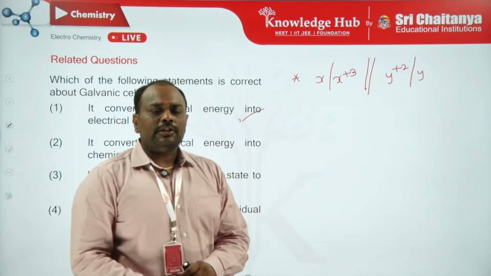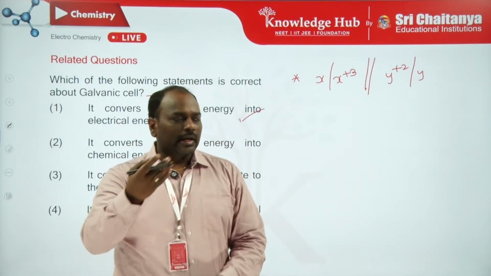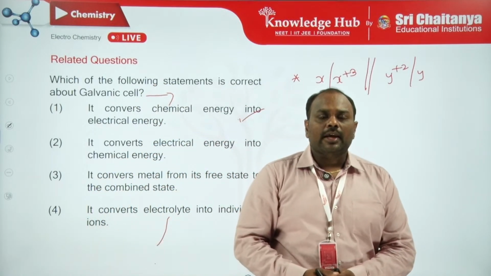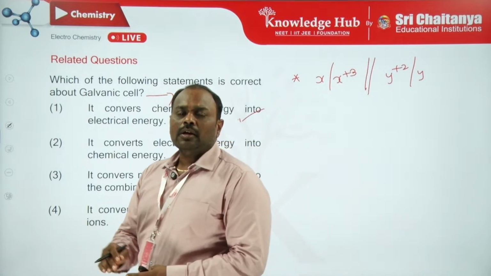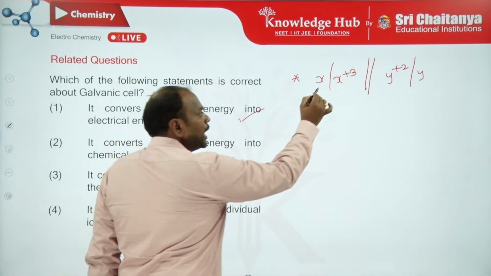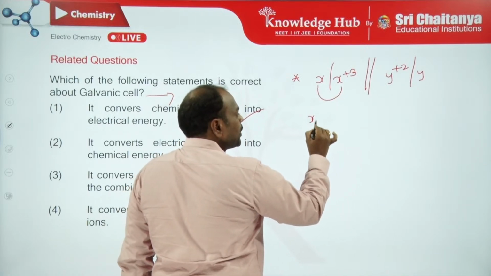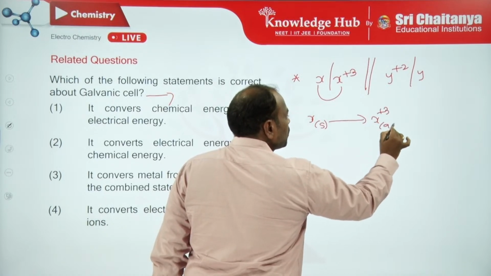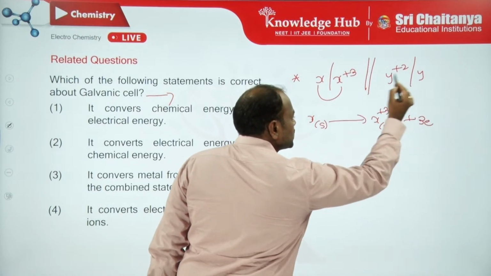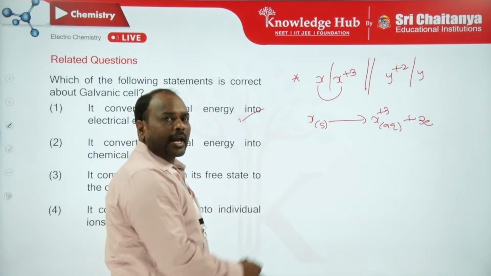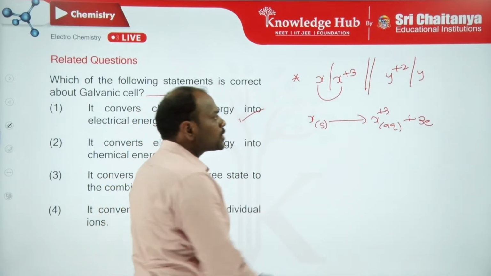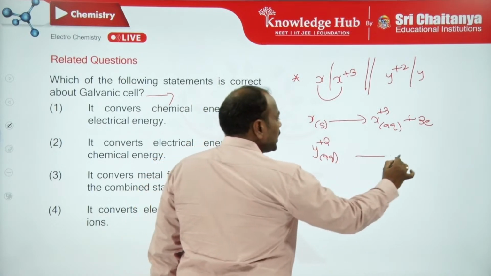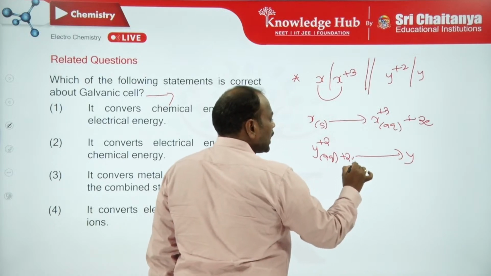What is the overall reaction based on this concept? Always on the left side, which reaction do we take? Oxidation reaction. On the right side, which reaction do we take? Reduction reaction. See, X is converted to X³⁺, so plus 3 is formed due to losing 3 electrons. On the right side, the reduction: Y²⁺ is converted to Y by gaining 2 electrons.